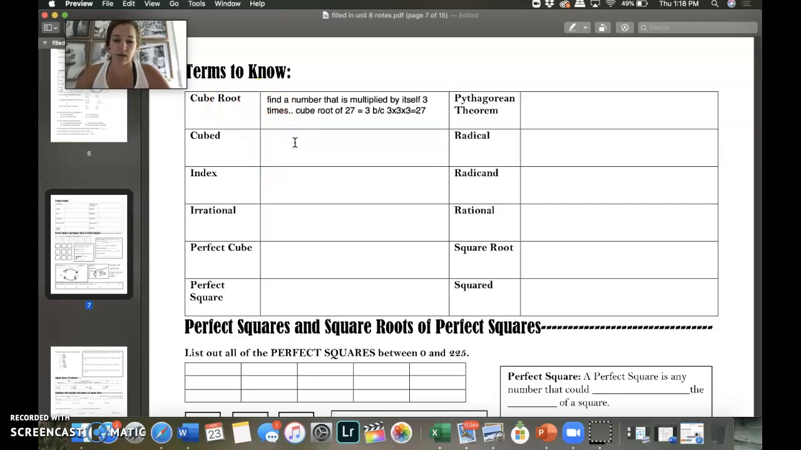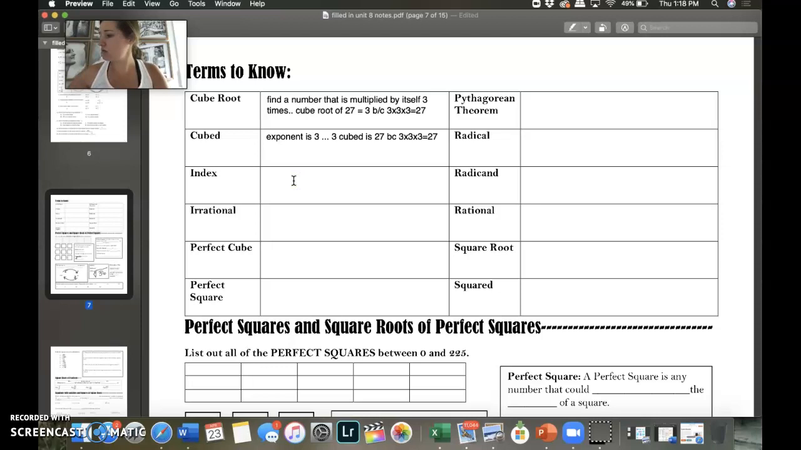So cubed, what does that mean? It means to multiply. Actually, let's just say it means that the exponent is 3. Right? So if I said 3 cubed is 27 because 3 times 3 times 3 equals 27.